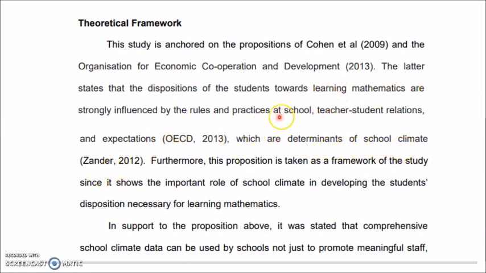Kasi dito, dalawa ang sources. Kasi for this particular source, hindi naman niya explicitly sinabi, ibig sabihin, word for word, na connected talaga yung learning mathematics sa school climate. But implicit lang, implied. Wherein, these things right here, na sabi niya naka-apekto sa learning mathematics, ito sila, these are actually the determinants of school climate. Sabi dun sa study ni Zander 2012.